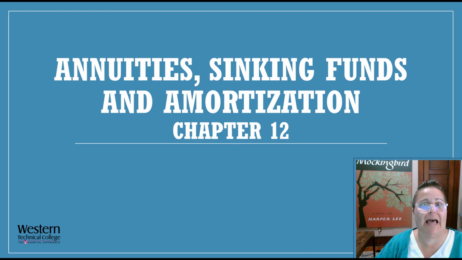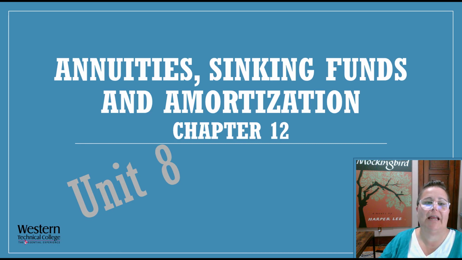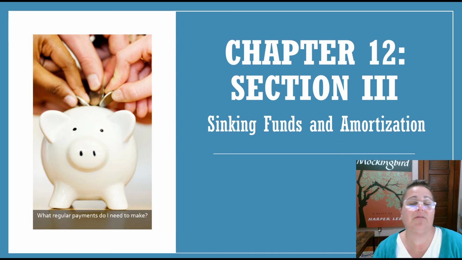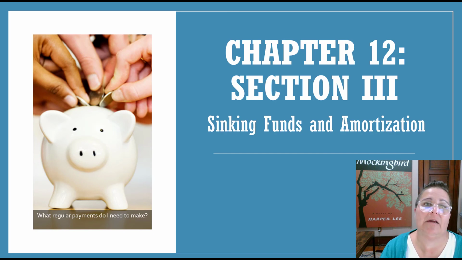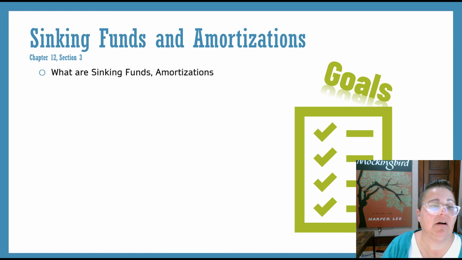This is the last presentation for Chapter 12. Chapter 12 is Unit 8, and we're dealing with annuities, sinking funds, and amortizations. Today, we are doing Section 3 from Chapter 12. We are going to look at sinking funds and amortizations. Basically, what payments do I need to either pay off an existing debt or drain an account or save for something? All right, our goals for this particular section are as follows.